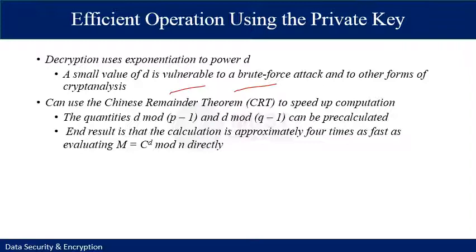The quantities d mod (p minus 1) and d mod (q minus 1) can be pre-calculated, and the end result is that the calculation is approximately 4 times as fast as calculating m equals c raised to the power d mod n directly.